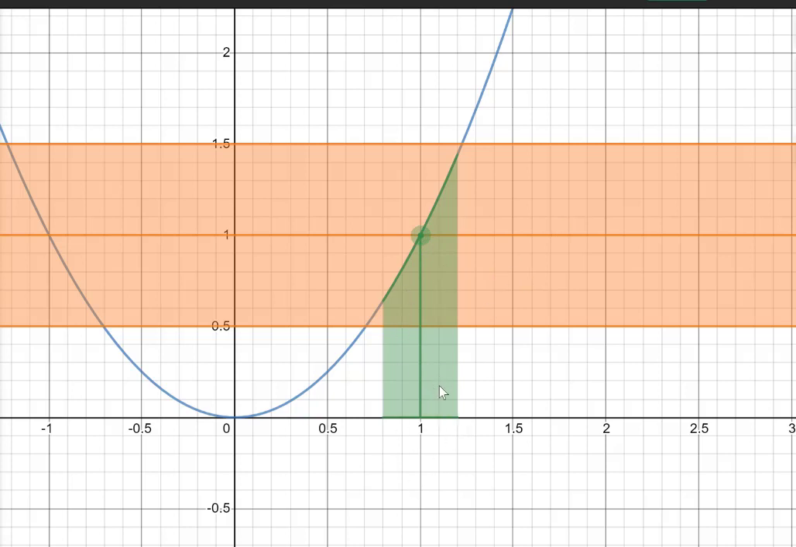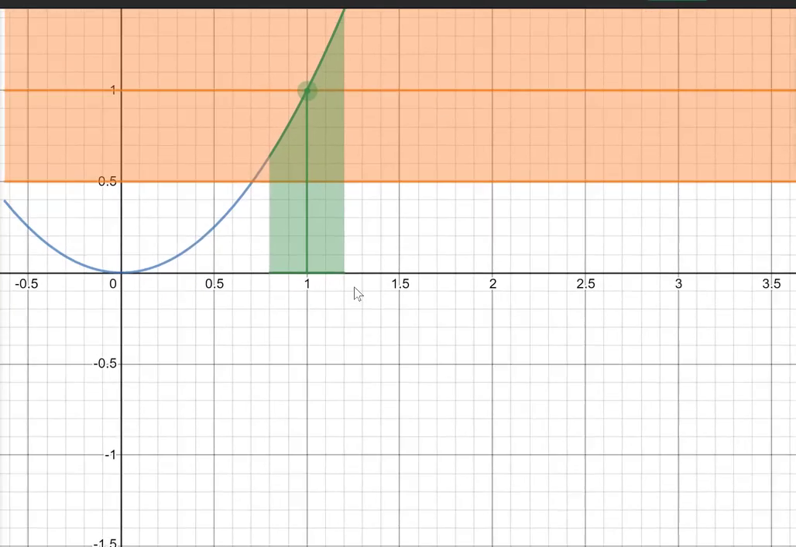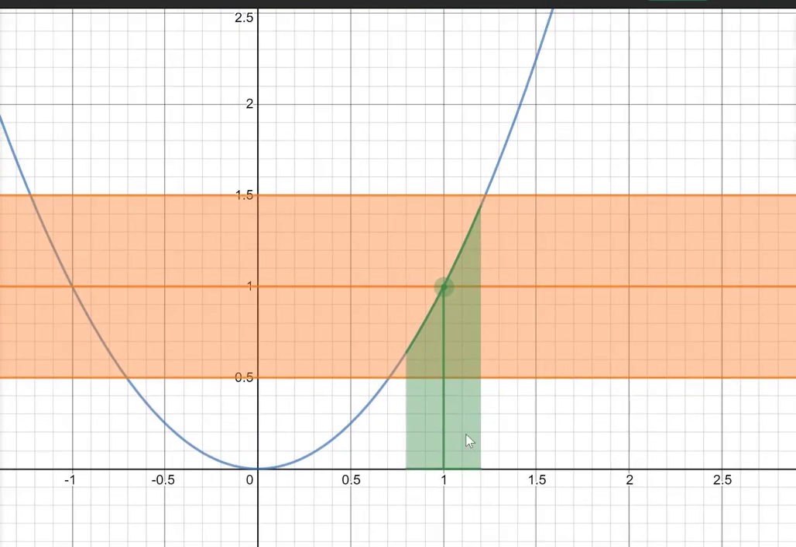Now, this green area highlights the neighborhood of delta. Remember I picked my delta to be 0.2, and this orange area is highlighting the neighborhood of epsilon. My limit is 1 right here, and I went 0.5 in each direction. That's my epsilon. I chose a delta of 0.2, and notice how the green shows you that this delta does work. So I was able to find a delta that worked.